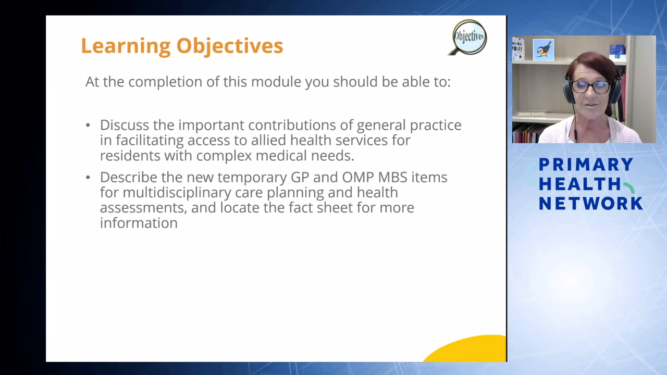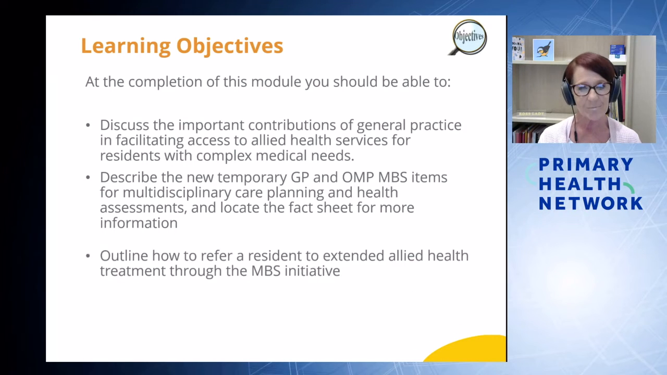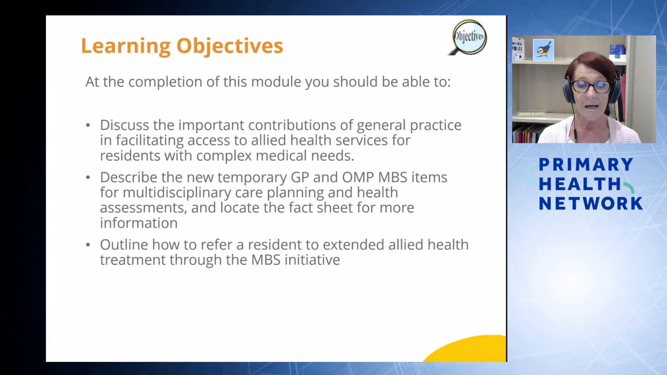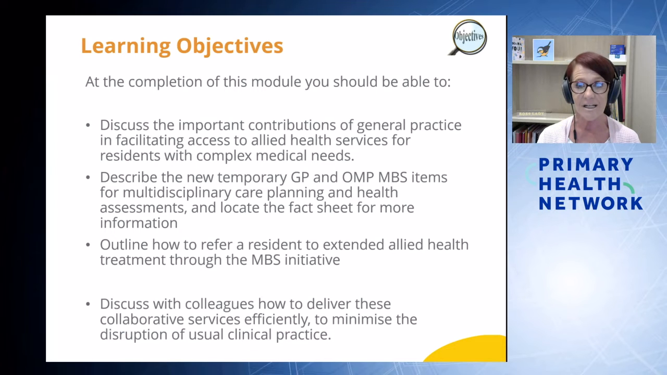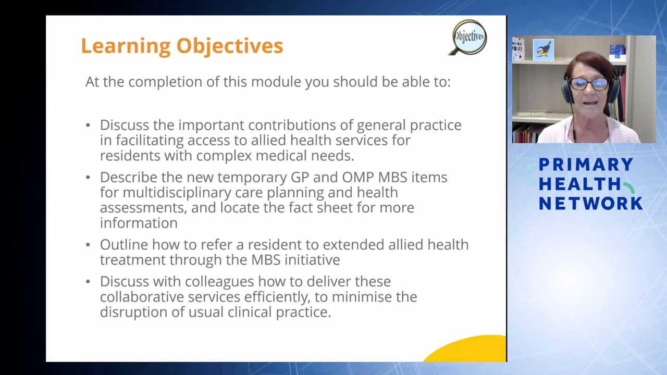Describe the new item numbers that are available now for allied health to provide additional services within the aged care facilities, and to locate the information sheets. An outline of how to refer a resident. So what the requirements are for both the GP and what the requirements are for allied health to meet the criteria of the MBS. And a discussion amongst our colleagues on how to deliver these collaborative services efficiently to minimise the disruption to everyday life.